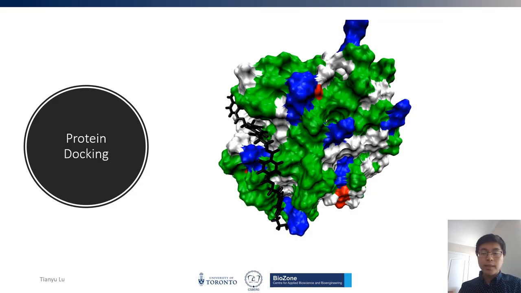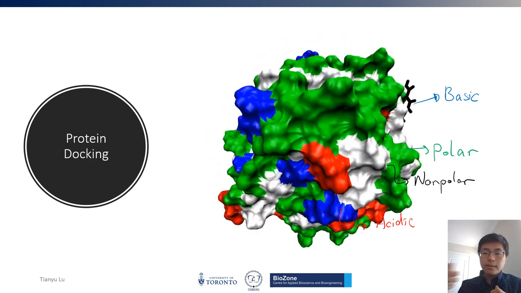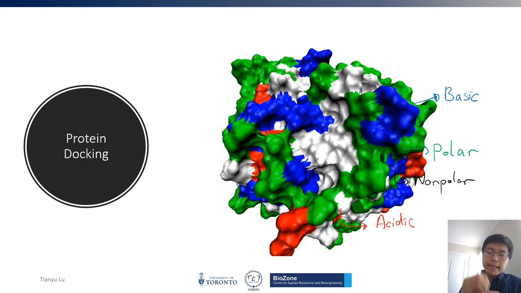So just briefly, these blue colors here are basic amino acids. These red colors here are acidic amino acids. Then these green ones here are polar amino acids. And then the white ones here are nonpolar. So you've got these four categories of amino acids that you can see on the surface of the PETase. And when you spin this around, you can clearly see a nice binding pocket for the ligand on the protein.